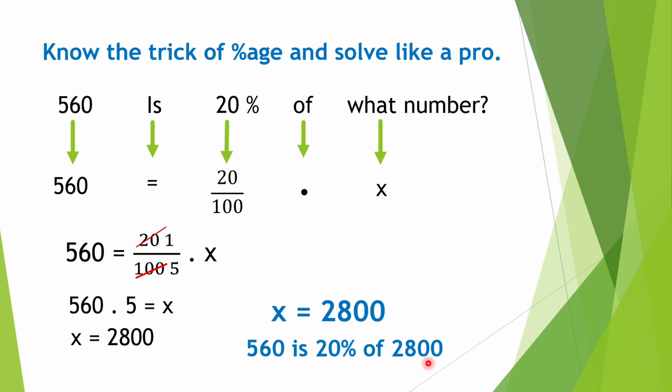So this was the trick of the day, which is very easy. Your task is only to convert this word problem into a mathematical equation like this. Now is in mathematics always means equal to, and of means multiply by, and what number means an unknown variable. So this was the trick of the day.